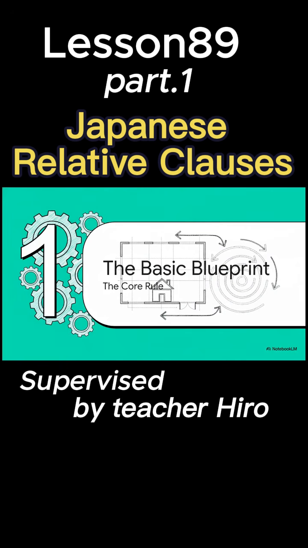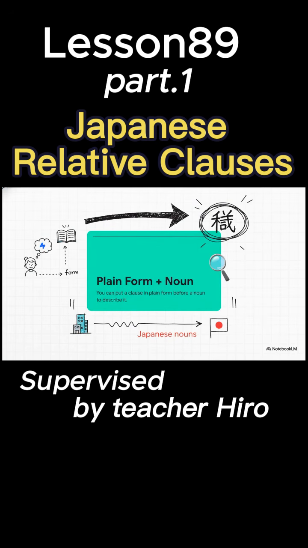All right, so how do we actually build this? Well, the really great news is that it isn't some huge list of complicated rules you have to memorize. It all boils down to one simple, kind of elegant blueprint that you can use for pretty much anything. And here it is. This is the magic formula. You just take an entire sentence, make sure the verb is in its plain form, the dictionary form, and you just stick it right in front of the noun you want to describe. That's it. The whole sentence now behaves just like a single adjective. It becomes this sentence adjective attached right onto the noun it's describing.